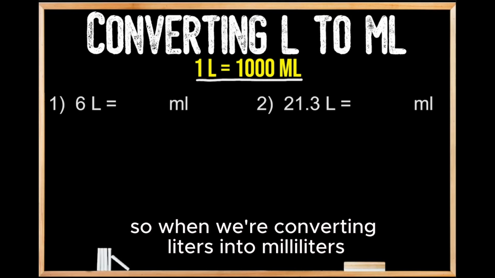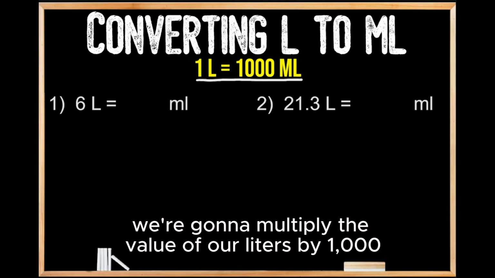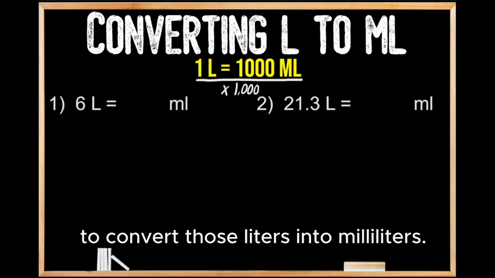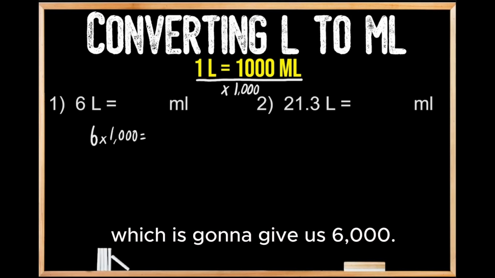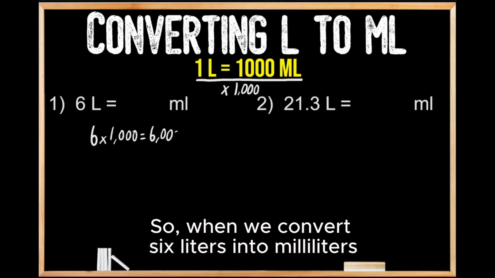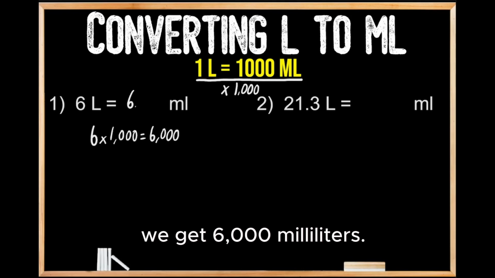So when we're converting liters into milliliters, we're going to multiply the value of our liters by 1,000 to convert those liters into milliliters. So for question number 1, we're going to multiply 6 times 1,000, which is going to give us 6,000. So when we convert 6 liters into milliliters, we get 6,000 milliliters.